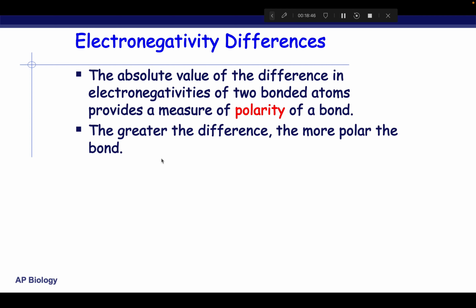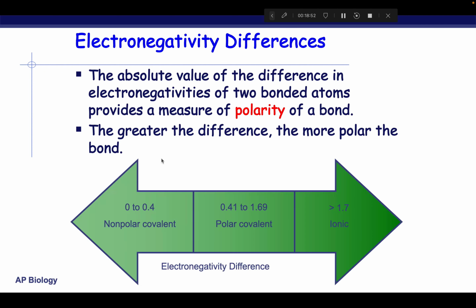Polarity isn't a simple yes or no. This is polar, this is nonpolar. It is a spectrum. Okay? If the difference between the two atoms is between 0 and 0.4 as far as electronegativity, we say that the bond between the two is nonpolar covalent.